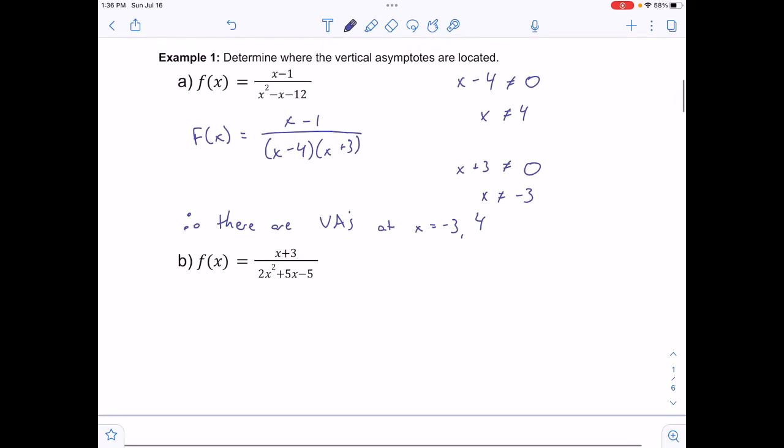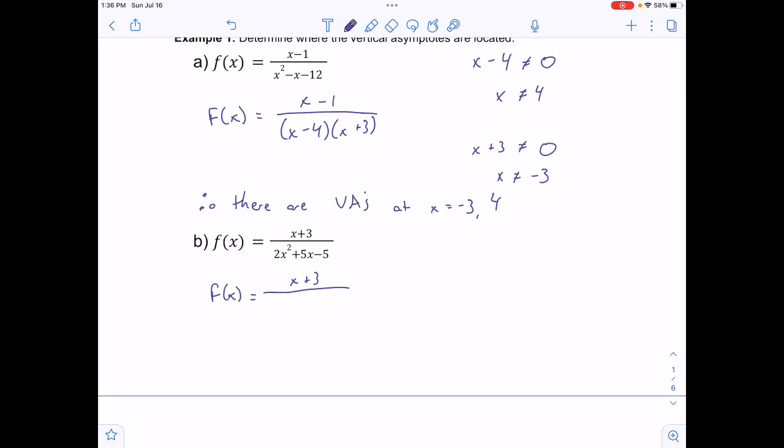Okay, another quick example, the function f of x is equal to x plus 3 divided by 2x squared plus 5x minus 5. Once again, I need to factor my denominator. This one is a complex trinomial, so I'm going to take a little bit longer to do it. I need two numbers that add to 5 and multiply to negative 10.